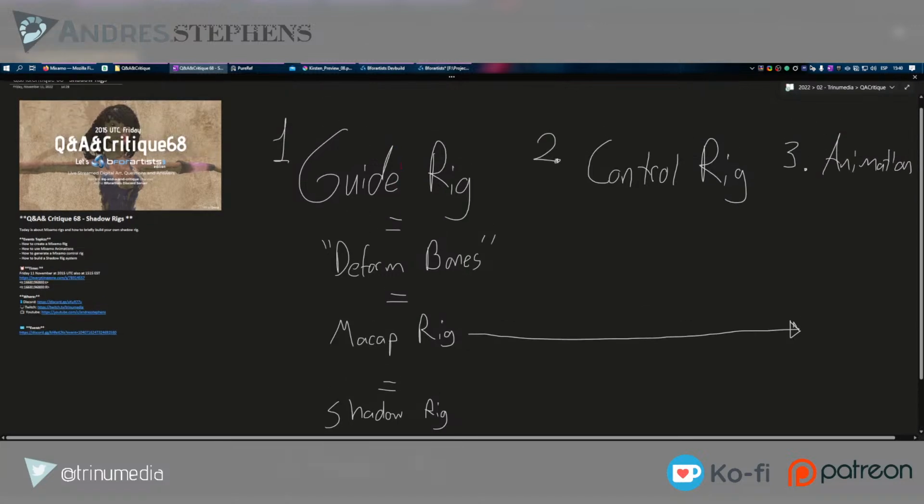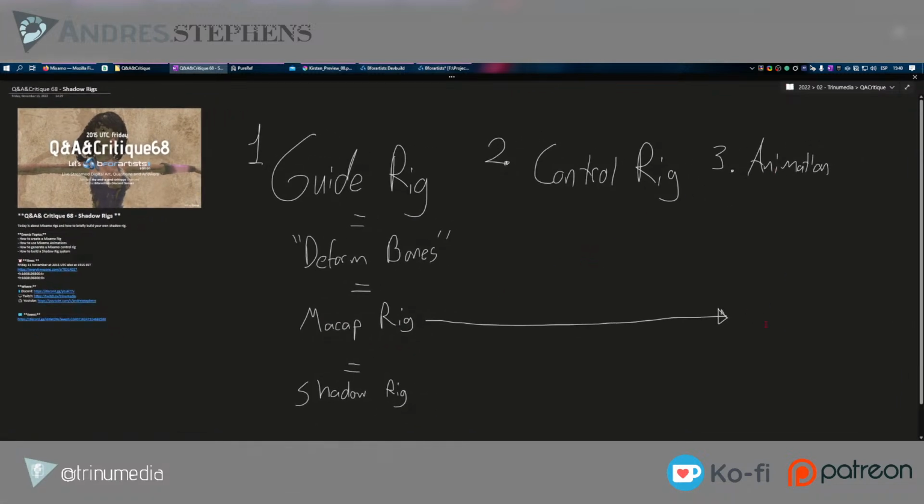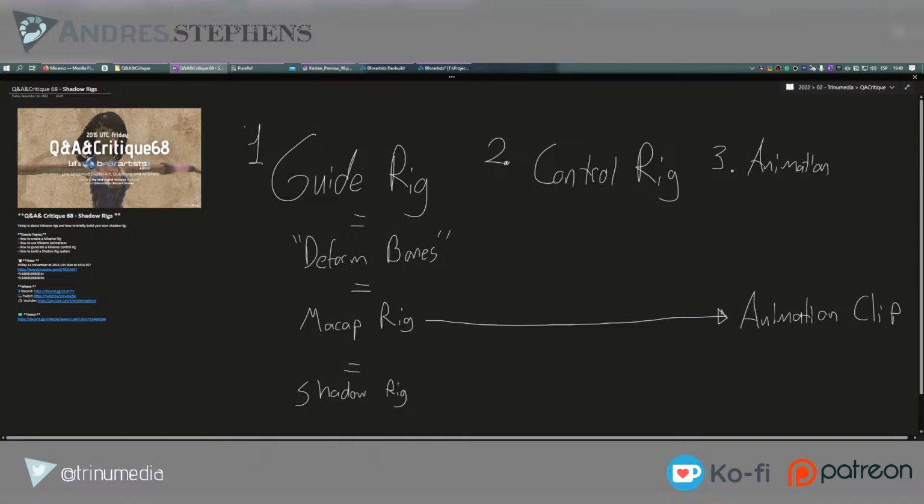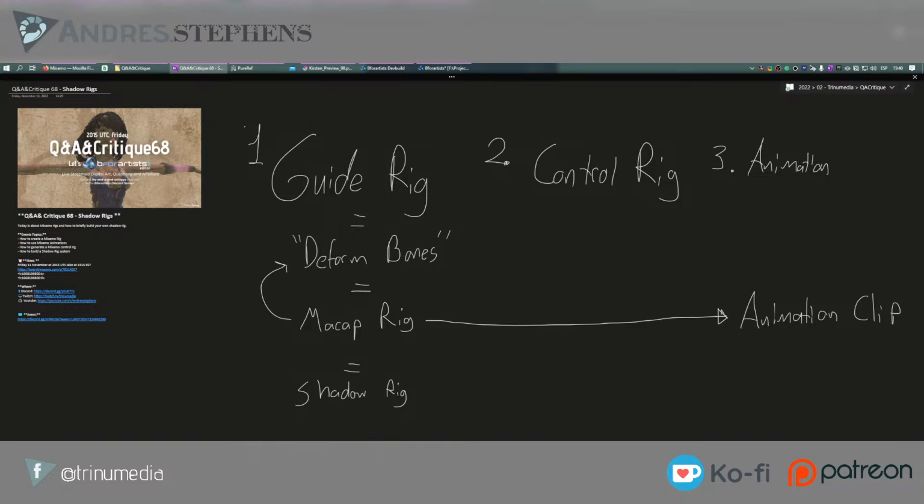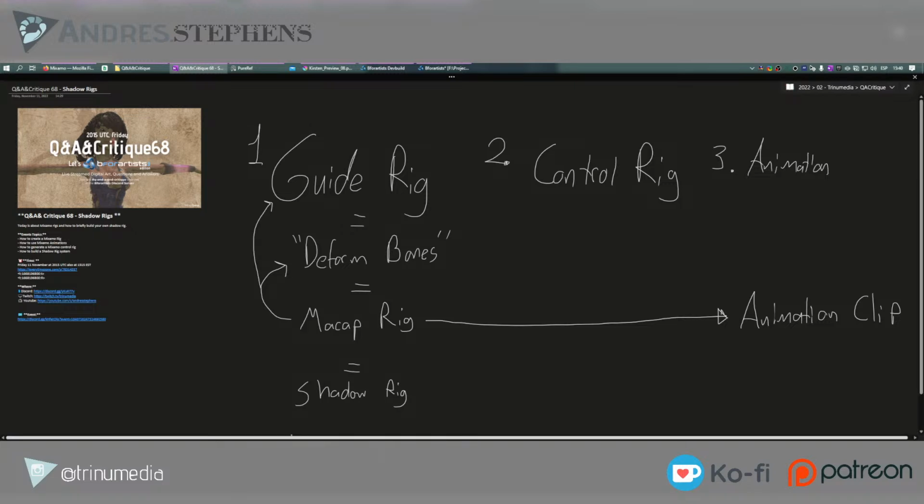So let's take a look at our diagram again. We just created a guide rig, which is the same as the deform bones, which is the same as the mocap rig, which is the same as our shadow rig. And with that, we're using the free animations from Mixamo, the animation clips from the mocap, and we applied them to the mocap rig so that we're driving all of these deform bones for the skin, and we're driving the guide rig for our control rig. And it also helps us to create this shadow rig. So that's great. So let's move on to the next step, control rig.